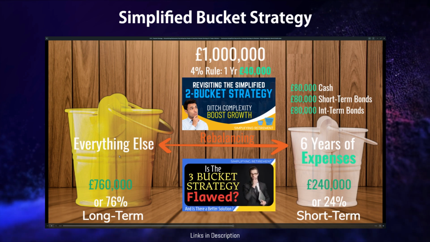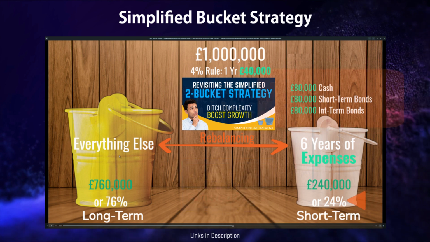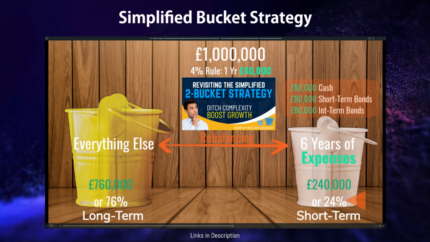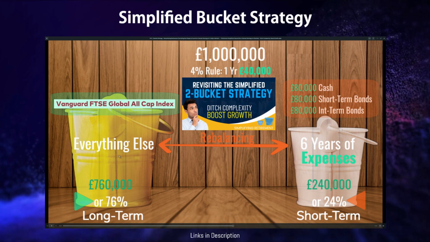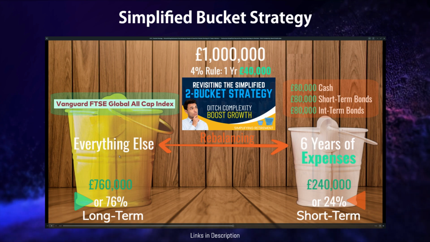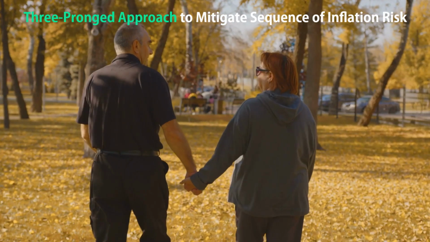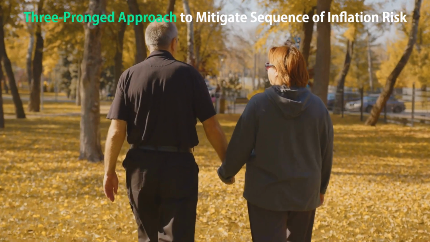This straightforward 6-year, 2-bucket strategy is designed to offer peace of mind without the unnecessary complexity of the 3-bucket strategy. It creates a 6-year short-term buffer to mitigate sequence of returns risk. At the same time, the strategy allocates around 75% of your portfolio to equities. This focus on equities helps your money grow over time and combat sequence of inflation risk, especially considering rising life expectancies. So, what does all this mean for your retirement plan?